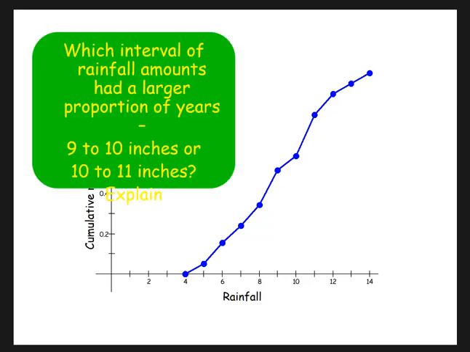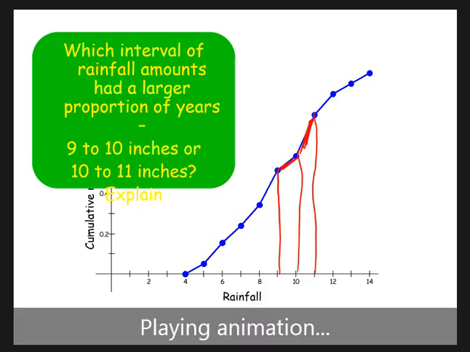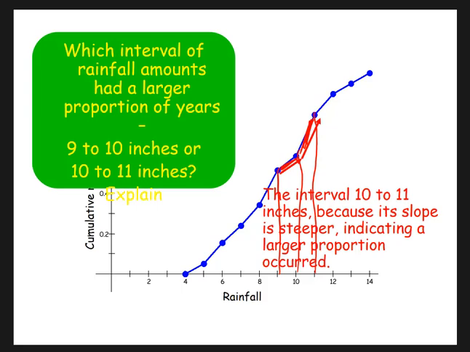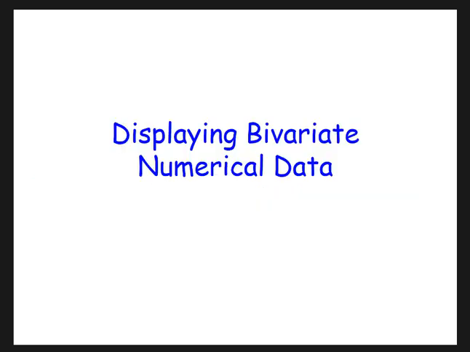Which interval of rainfall amounts had a larger proportion of years, 9 to 10 or 10 to 11? So now off of this, 9 to 10 is this range right here. 10 to 11 is this range. Now this, remember, is cumulative relative frequency, but the slope tells us. This is less slope here and more slope there. The larger slope is the category that had a larger frequency. So the interval 10 to 11, because its slope is steeper, had a larger proportion in that period.